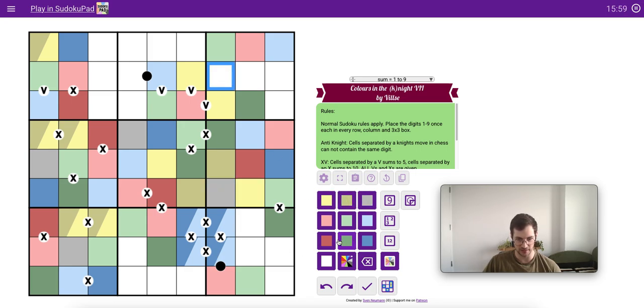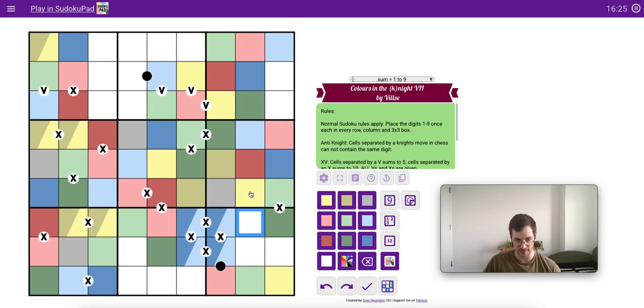Up here, what's remaining? Dark red. In here, dark blue must go there. These two cells are seen. And what are we left with? We are left with dark yellow and gray, not ready to disambiguate just yet. In here, where can yellow go in this box? This cell sees all three of these by either regular Sudoku or knight's move, so this must be our light yellow.